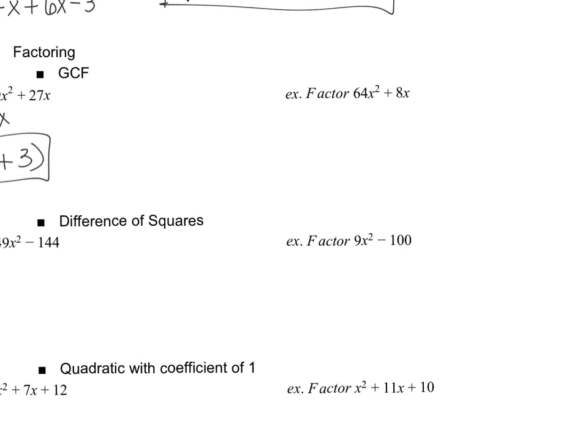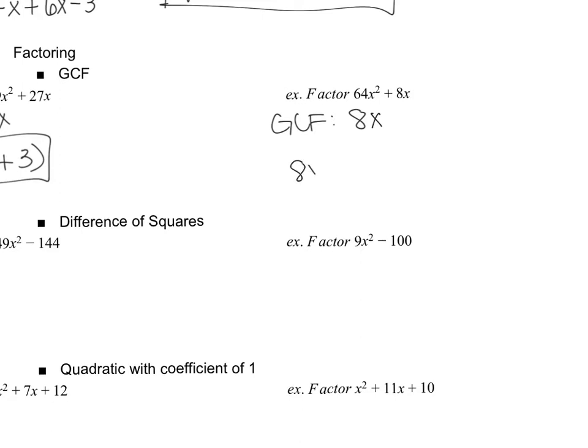So our second example, we have 64x squared plus 8x. So we're going to start off by identifying the GCF. So the greatest number that goes into 64 and 8 is 8. Next, we look at the variables, x squared and x, and they have an x in common. So just like with our previous example, our GCF, 8x, is going to be in front.